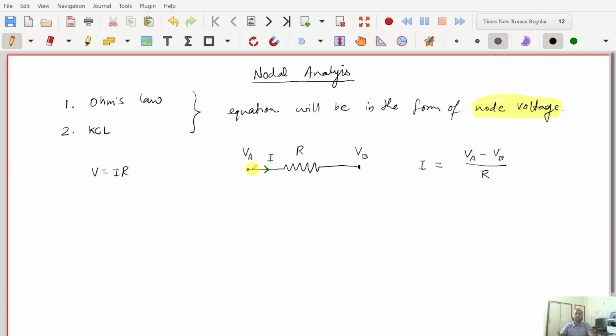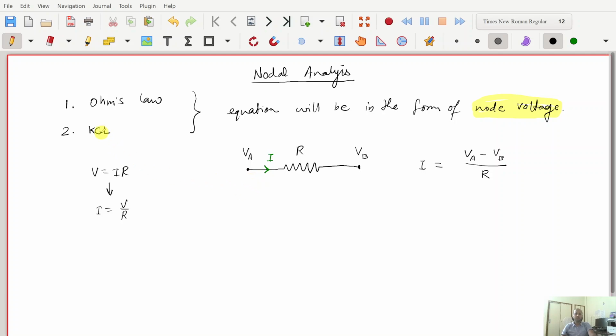The same equation also makes sense from Ohm's law. I is equal to V by R, so the voltage will be in the numerator and the denominator is the R. This is one of the forms of the current equation that we will be using more often in nodal analysis. That is sufficient for this analysis.